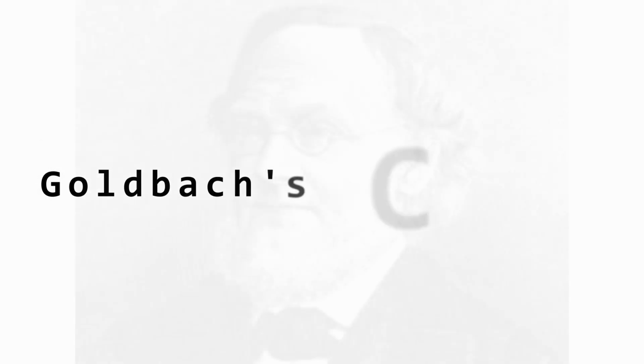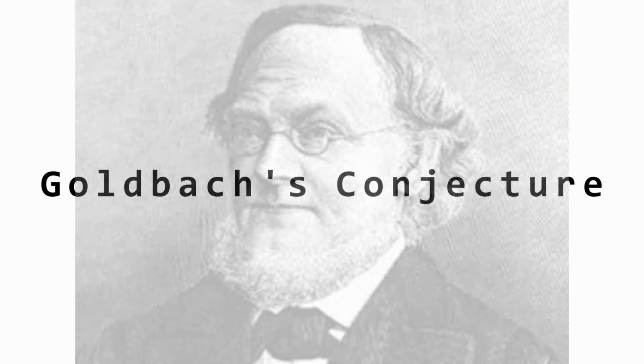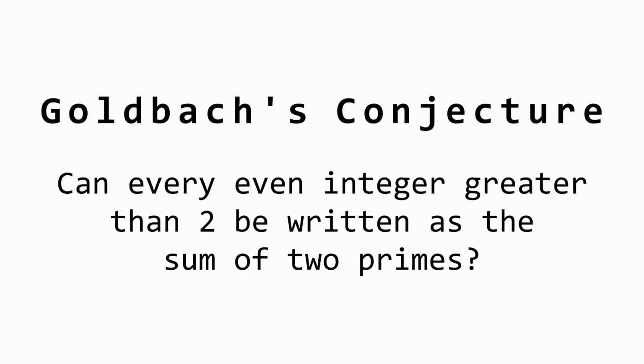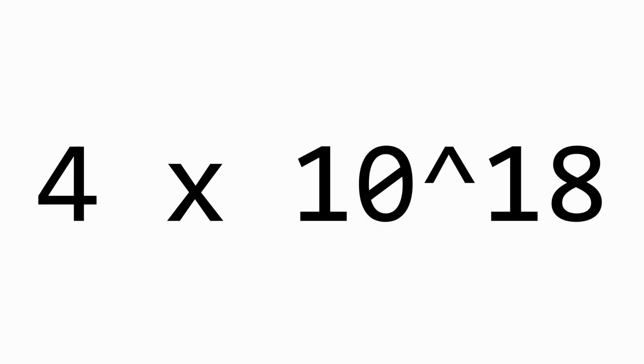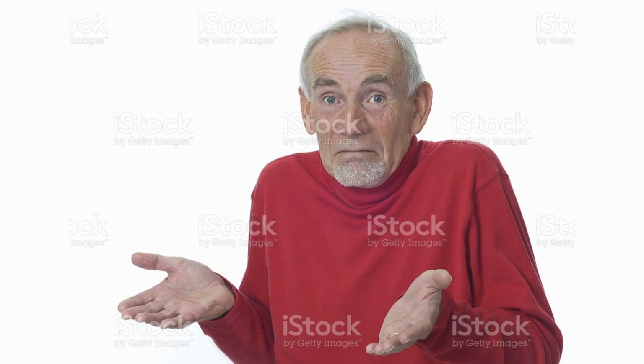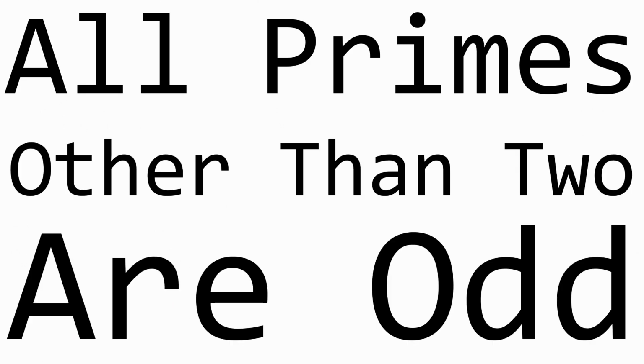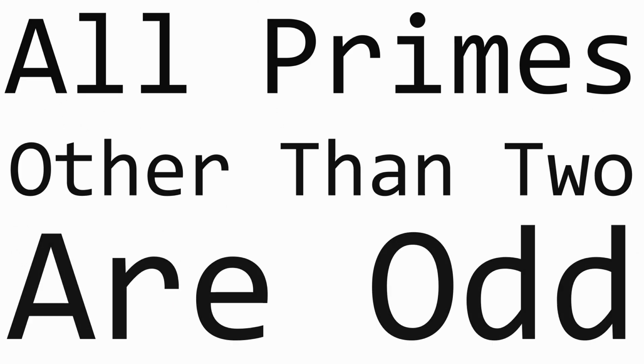Conjectured in 1742, Goldbach's conjecture is one of the oldest and best-known unsolved problems in number theory. It states that every even number greater than 2 can be written as a sum of 2 prime numbers. This has been confirmed to hold true for all even integers up to 4 times 10 to the 18th. Despite that, it remains unproven for almost 3 centuries. Why only even integers? Well, that's because all primes other than 2 are odd, and 2 odd numbers added together will always get you an even number.